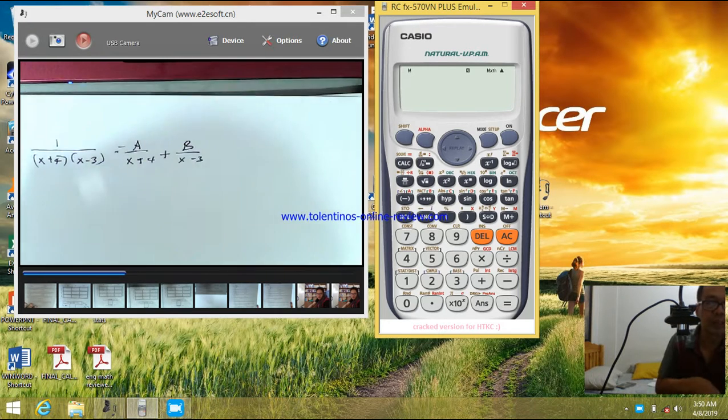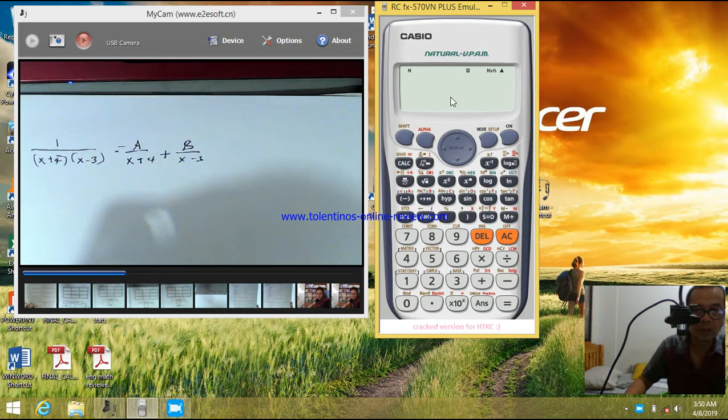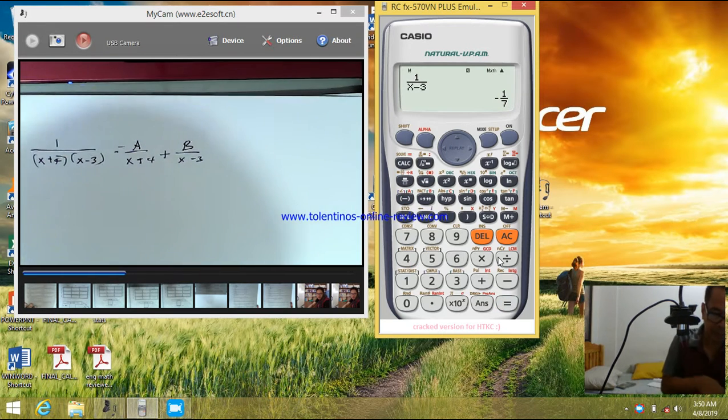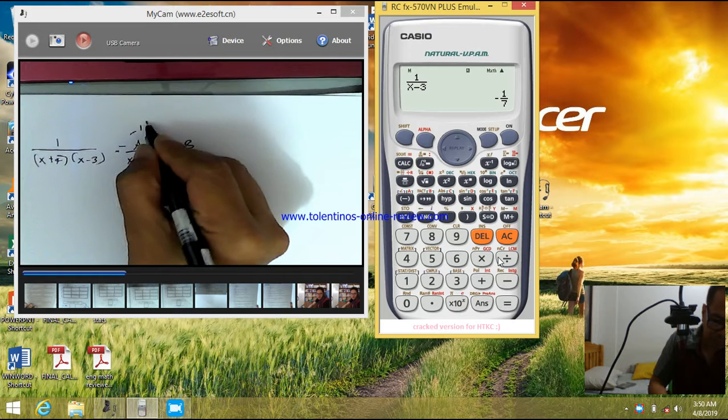Now, to solve for a, simply type 1 over, cover up this x plus 4, and what remains is x minus 3, and then calc the value that will make x plus 4 zero, which is negative 4. So the answer is negative 1 over 7.